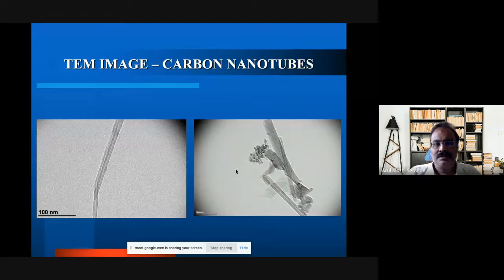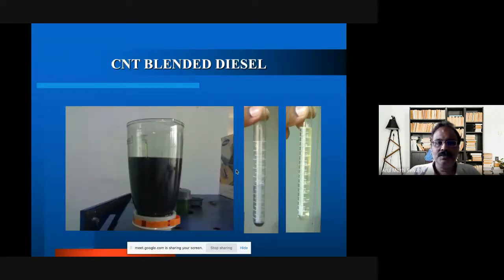So this is a TEM image of the CNT blended diesel.